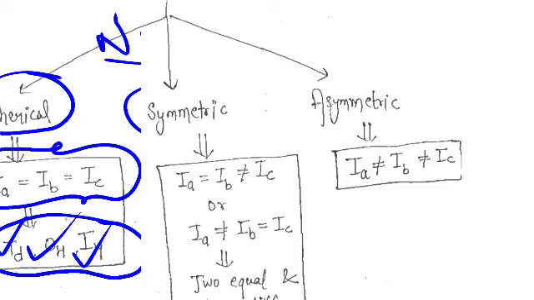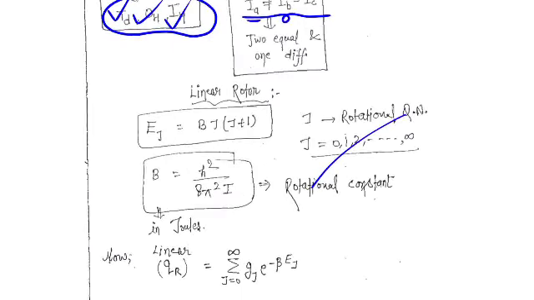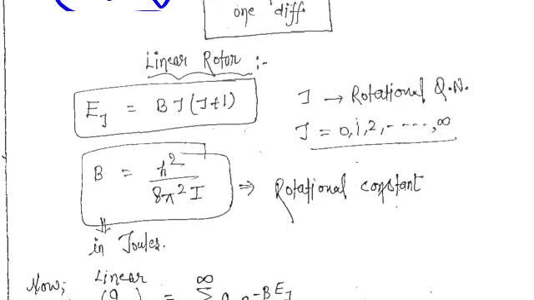In the asymmetric rotor, the moments of inertia in all three directions are different. You have to just write it down in your notes, and we will discuss it in a very detailed manner when we start physical spectroscopy. Alright, linear and non-linear is the first classification, and we are going to start with linear.